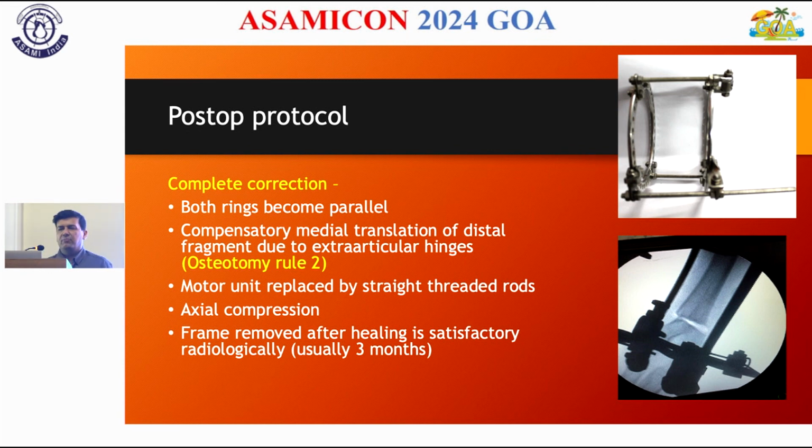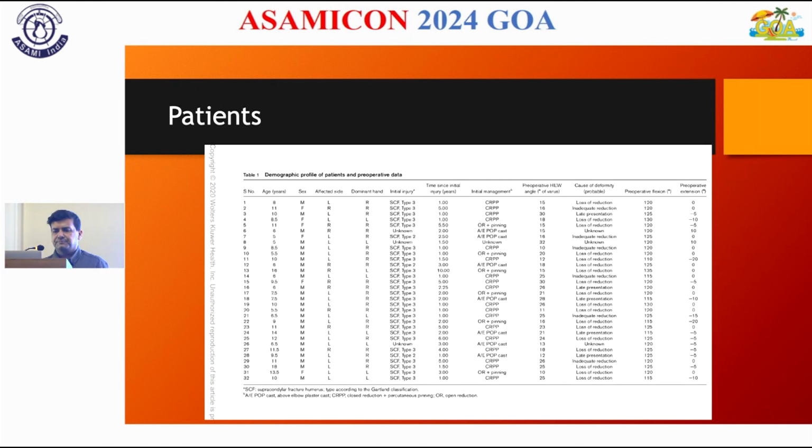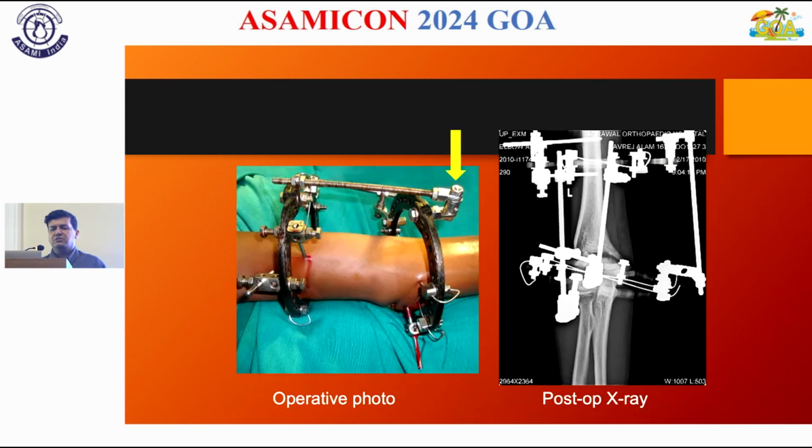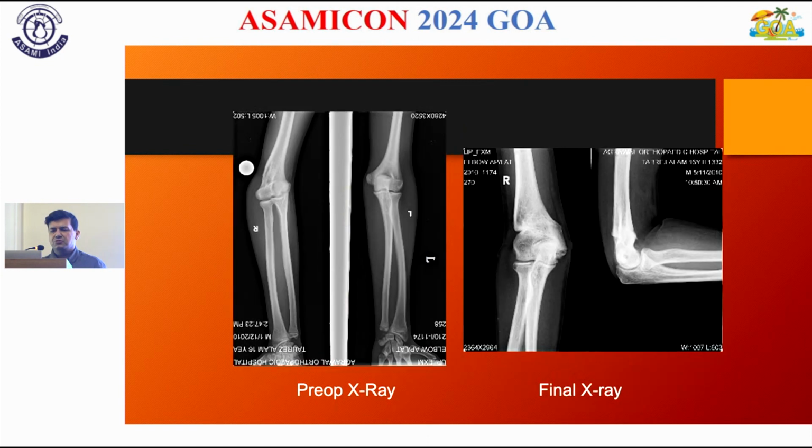Then, when the deformity correction is completed, the motor unit is replaced by straight threaded rods, and we do a little axial compression. And as per radiology, the frame is removed. Usually, we have an average time of 3 months. About the patients, this is a 16-year-old male with a 38-degree cubitus varus. We applied the hinge. This is the post-op and the final X-ray.